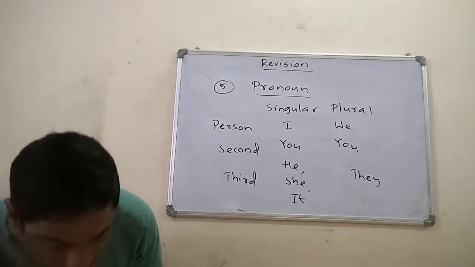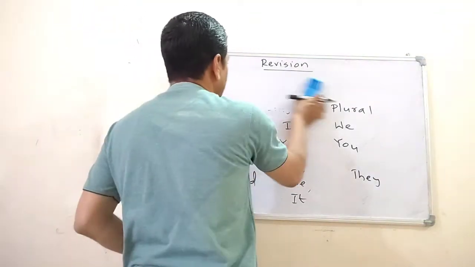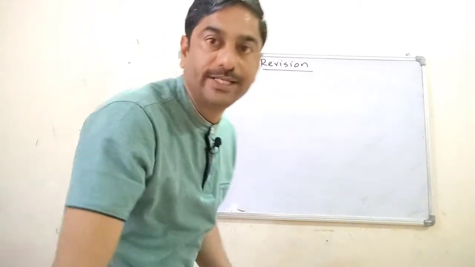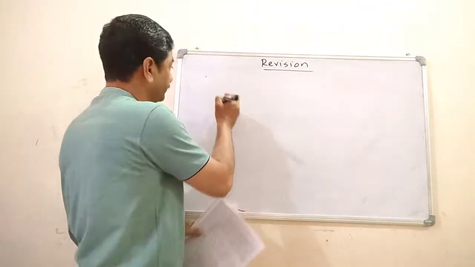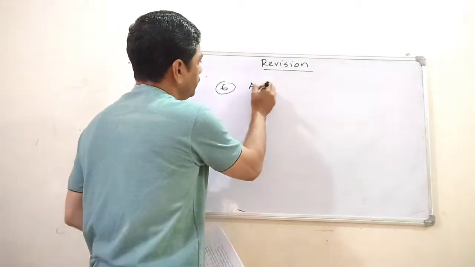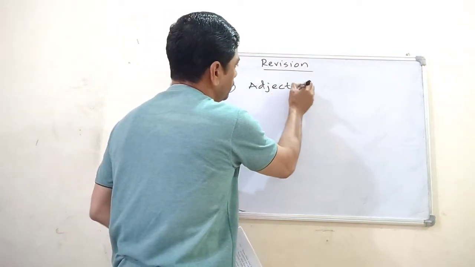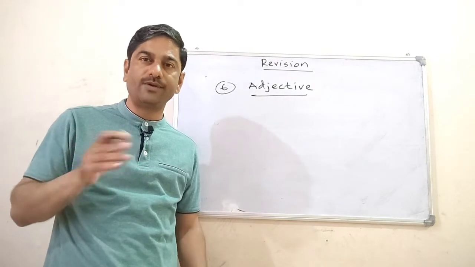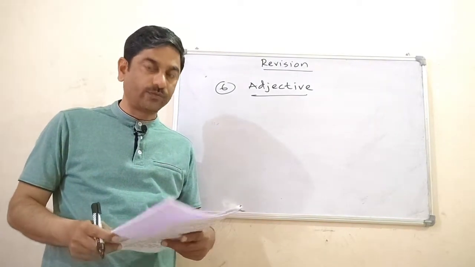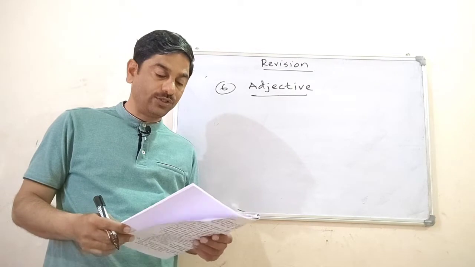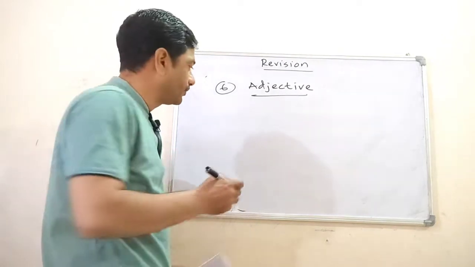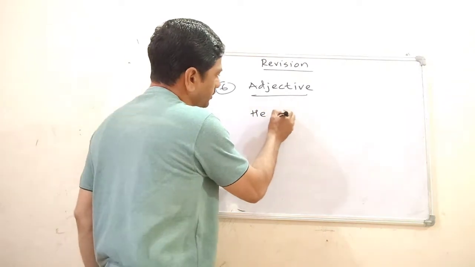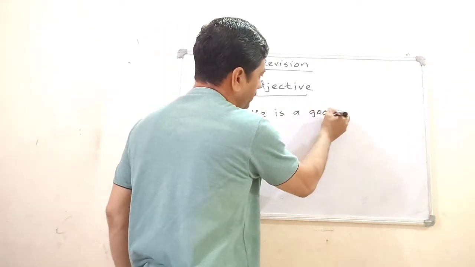We studied adjectives also. An adjective is a word which gives more information about a noun or a pronoun. It modifies a noun or a pronoun. You can make use of an adjective attributively or predicatively. See, he is a good boy.